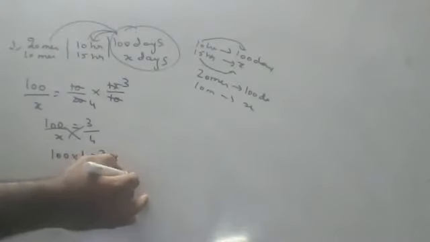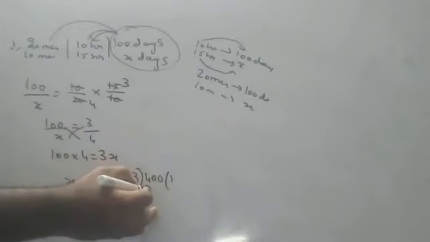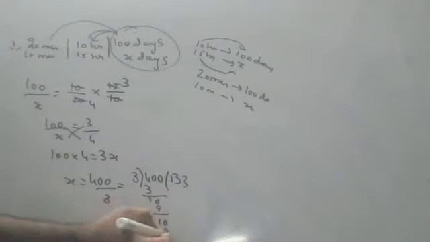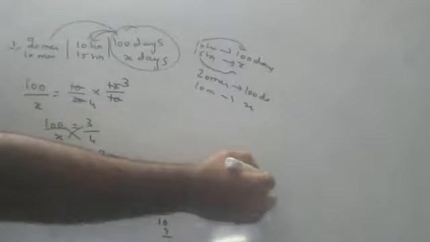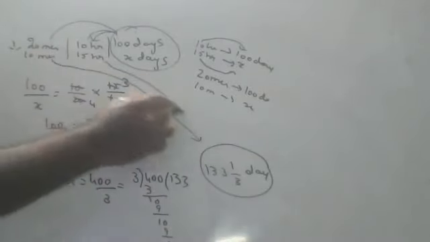In 400 by 3 means you can completely convert into a simpler fraction, children. So 3 ones are 3, 3 threes are 9, 3 threes are 9, 1. So 133, 1/3 days, they can complete the work. Who can complete the work? 10 men, if they daily work for 15 hours.